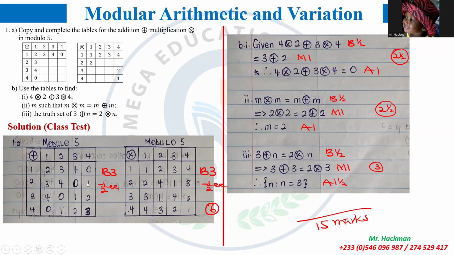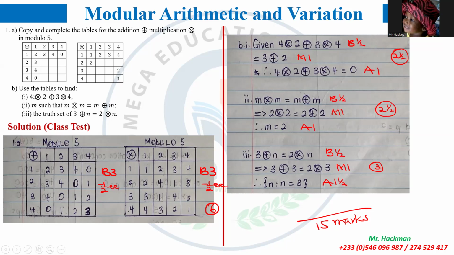The full table for this one is 3 marks, and 3 marks for this one as well. However, subtract half a mark for each error. An error is either a wrong entry or an omission, where you didn't write the value at all. So take note: anytime you see any of these errors, subtract half a mark for each.